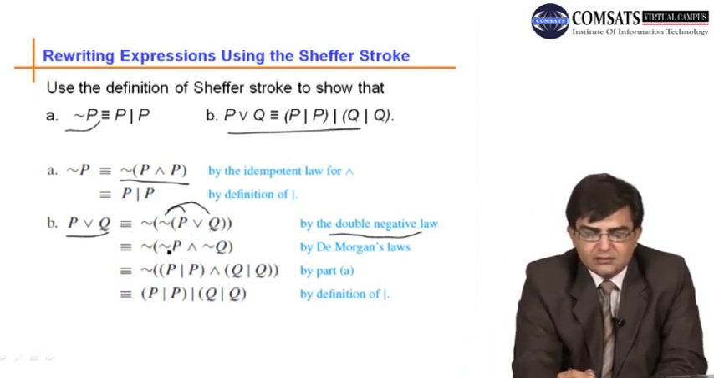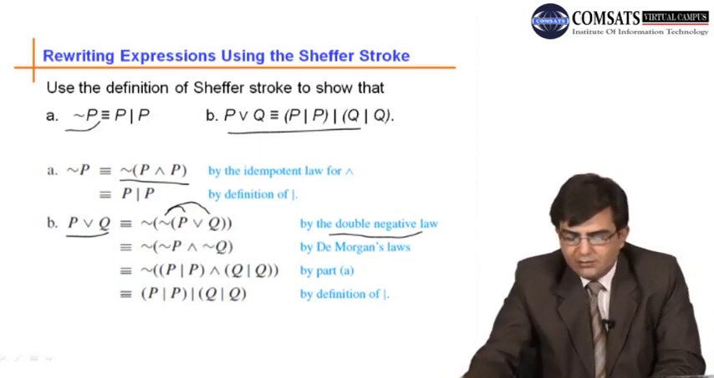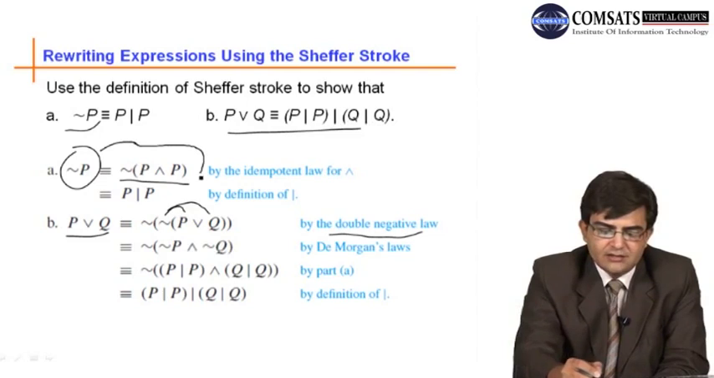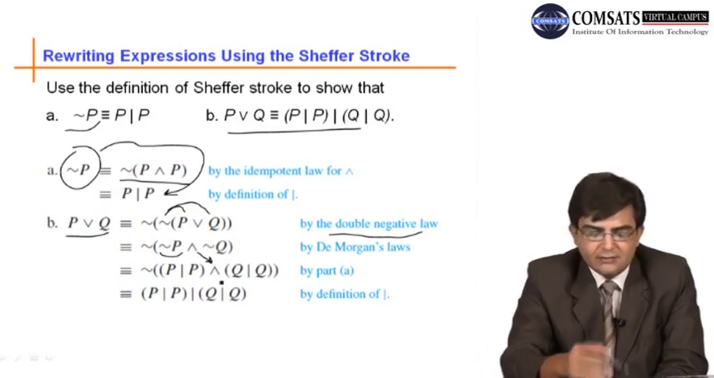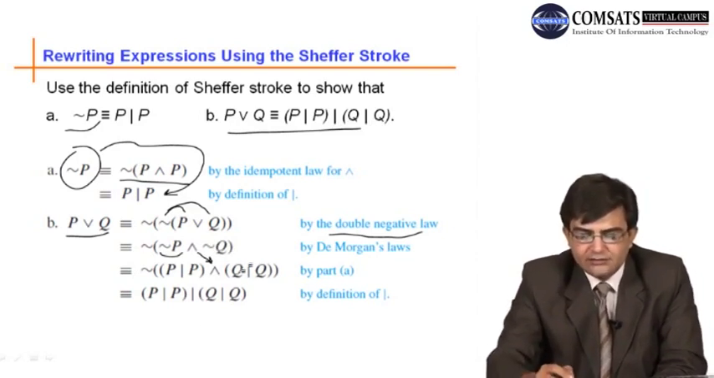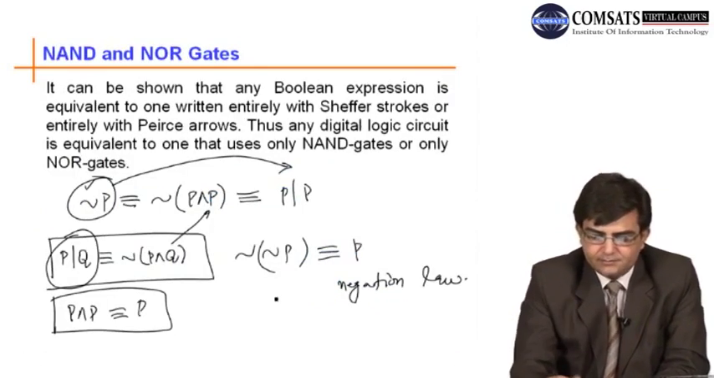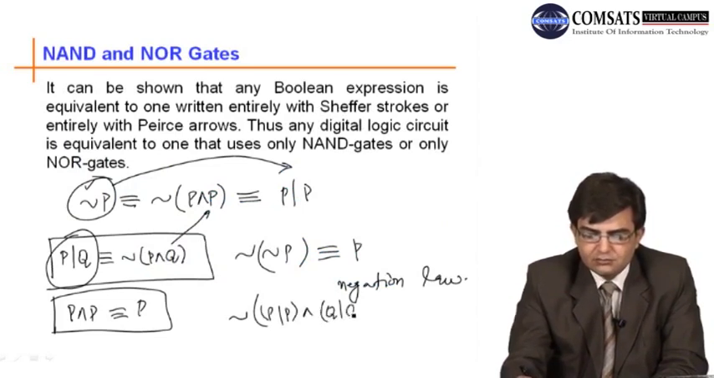NOT of P or Q is logically equivalent to NOT P and NOT Q, and then by using part A, as we know that NOT P is logically equivalent to P Sheffer stroke P, here we can write NOT P as P Sheffer stroke P, and this remains the same here. And NOT Q, similarly by using part A, we can write as Q Sheffer stroke Q. Now here we have this expression: NOT of P Sheffer stroke P and Q Sheffer stroke Q.